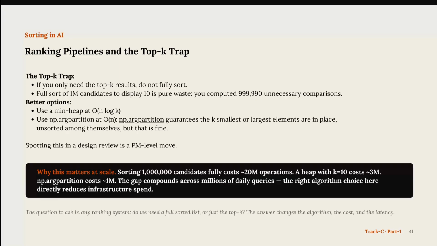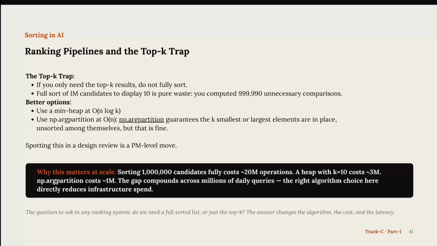Imagine you're trying to sort 1 million candidates; it will cost you approximately 20 million operations. But a heap with k equal to 10 will cost you approximately 3 million, or argpartition about 1 million comparisons. The gap compounds across millions of daily queries.